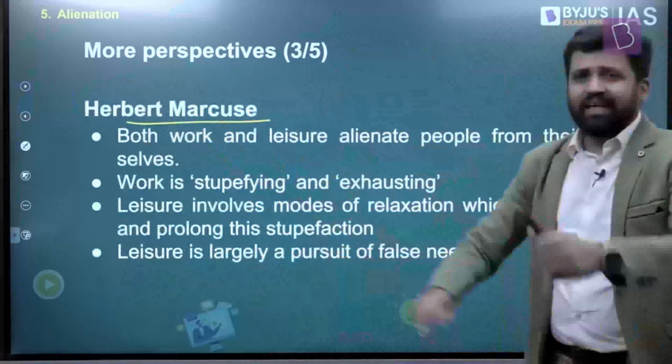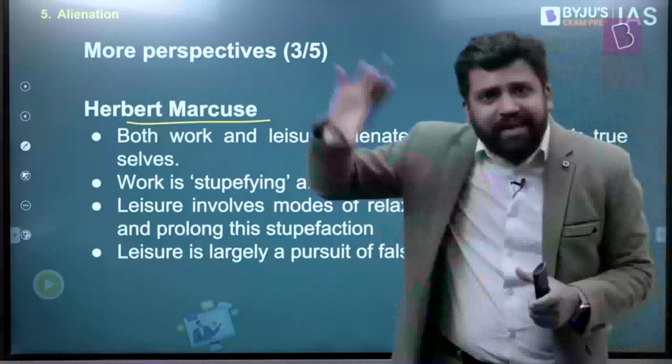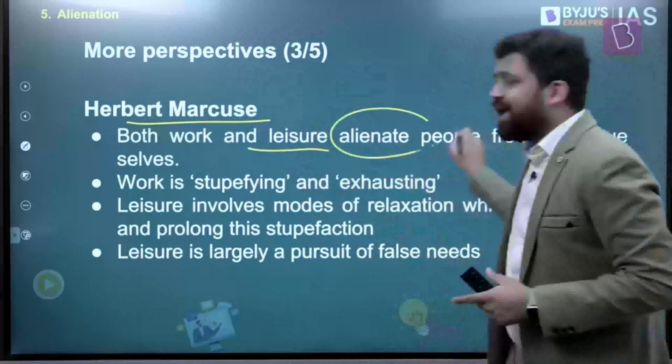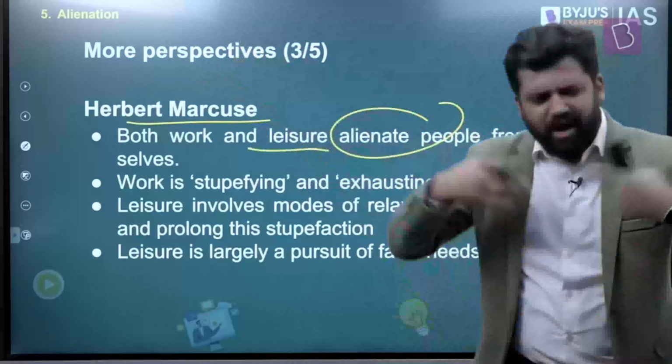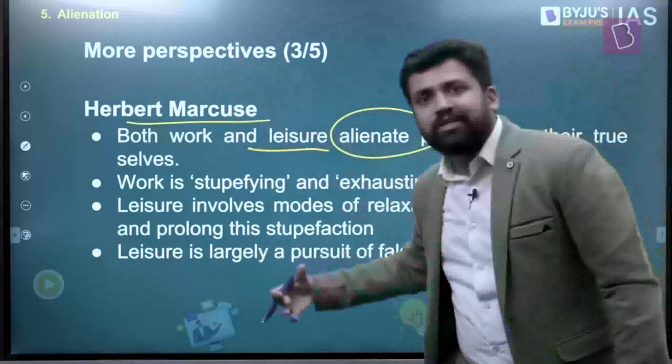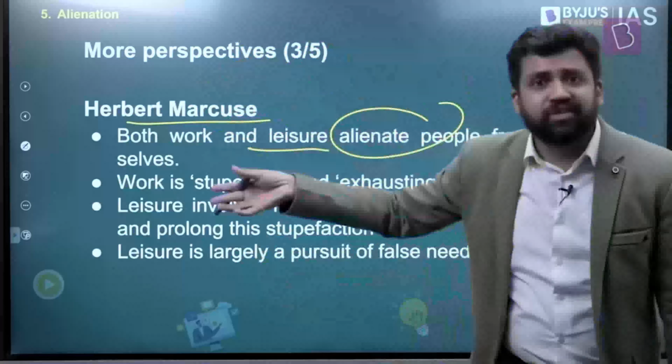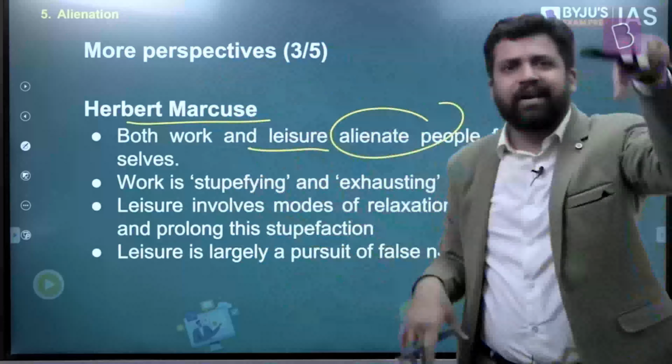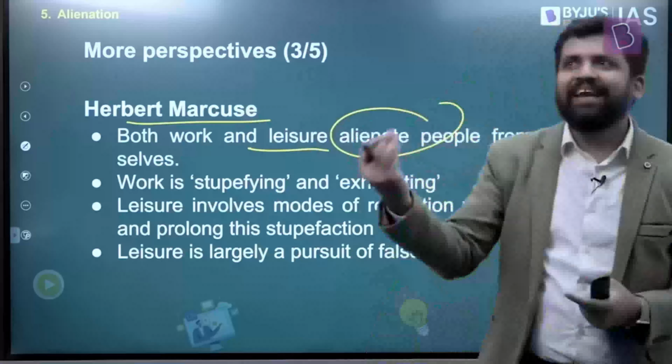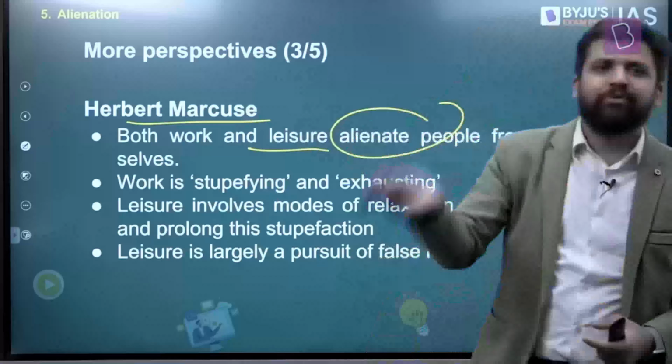Now Herbert Marcuse has a different perspective. Herbert Marcuse says that in modern economies, both work and leisure alienate people. Work is exhausting. It is difficult. You are spending a lot of time on work. As a result, a new industry has come up, the leisure industry. Different entertainment industries have come up. So they go with one another. You are working hard, you are getting exhausted, and the leisure industry gives you some relief. But this relief is for a very temporary duration. Right? And this relief helps you get back to work again.